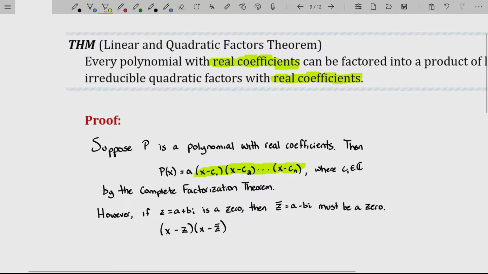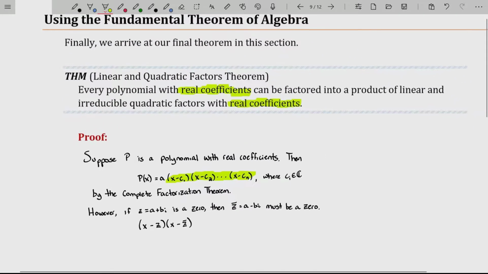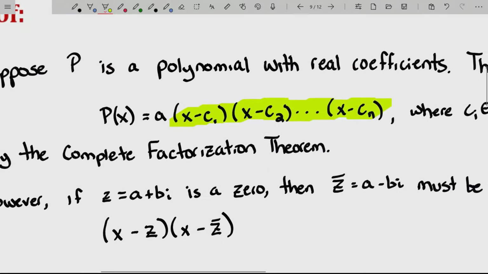Now remember our goal. Our goal is to say that this polynomial can be reduced into the product of linear and irreducible quadratic factors, each of which have real coefficients. Right now we know we can take that polynomial and factor it into the product of linear factors, but some of those coefficients might be complex valued with non-zero imaginary parts.